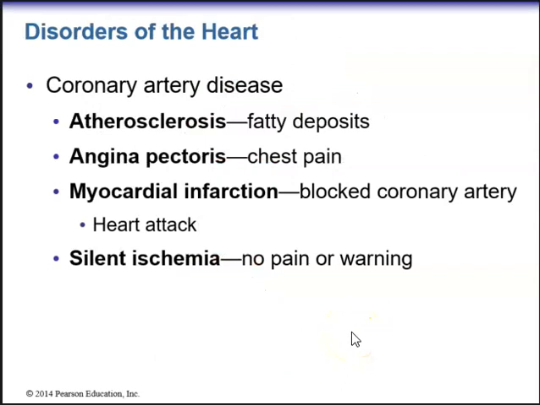Now, disorders of the heart. A major disorder of the heart that we often talk about is coronary artery disease, and we have many diseases that fall under the category of coronary artery disease. The first one is atherosclerosis. Atherosclerosis is when we find fatty deposits within the arteries that will cause occlusion of the artery and cause that lumen to become smaller. This will cause an increase in blood pressure because the heart has to work harder in order to push the blood through these occluded arteries due to the fatty deposits.